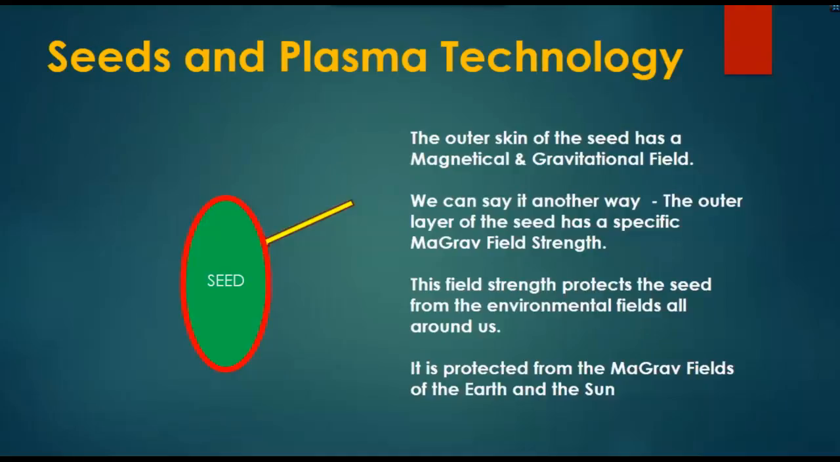So we tried to expose our seeds to the fields of different GANs materials, which had no effect on the seed, because the fields that we were exposing our seeds to found no match to the actual fields of the seed itself, that protective layer, that skin of the seed. And so it's this layer, this magnetic gravitational field, which protects the seeds from the fields of the earth and the sun until other factors are added to create the right conditions.